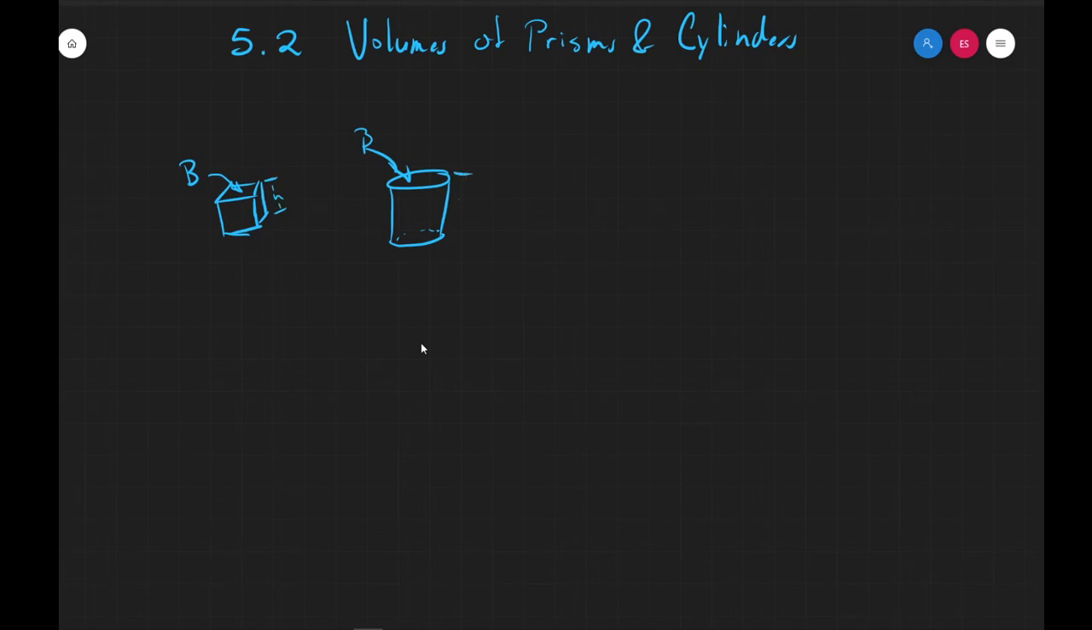Regardless of how we find the base, we're always just going to be finding the area of one side of our object, and we're going to be multiplying it by the height of it. Even if the shape is weird, we're going to find the area of the base times the overall height, or if you prefer, the length. But base times our height, 100% of the time.